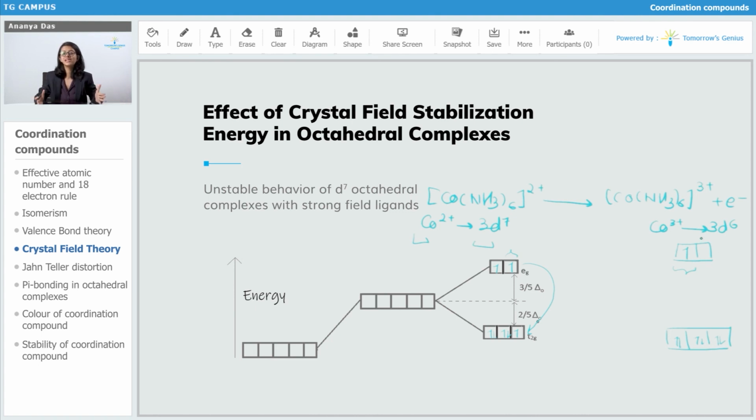Now stronger the ligand, more pronounced this effect is going to be, and this is entirely because of this CFSE. Because the delta O is high, so the CFSE is going to be high, and higher the delta O, more easy will it be for the electron to go out of the complex, and more easy is going to be the oxidation of the d7 octahedral complexes. So these were all the abnormal behaviors shown by your octahedral complexes because of CFSE.